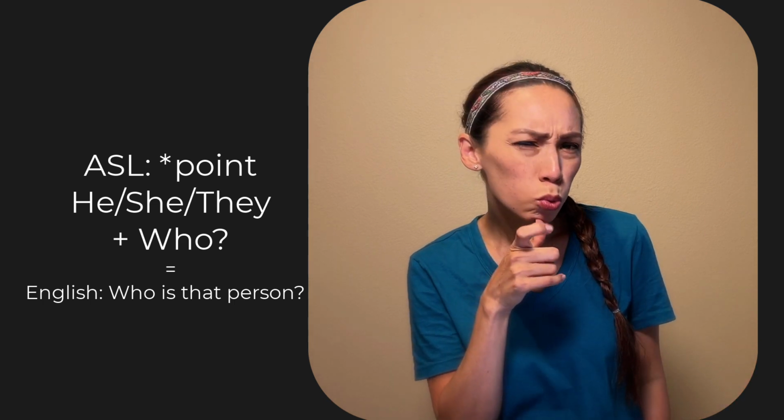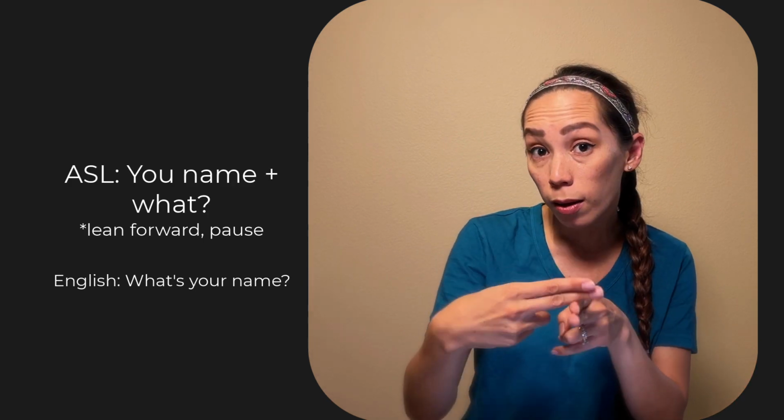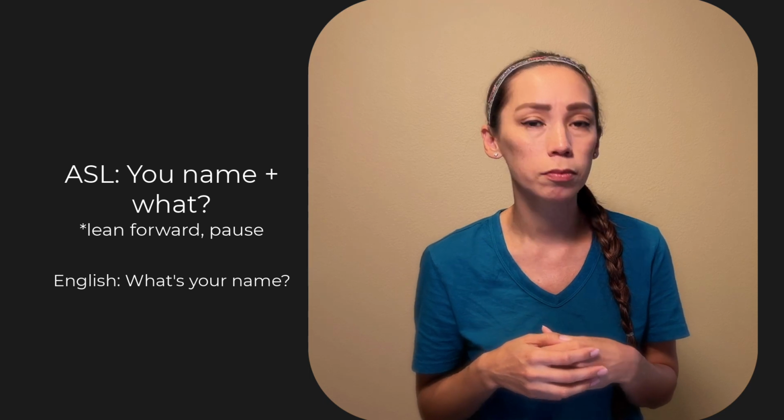So, for instance, you would point and say, that person who, or you name what. Other times it is used twice. You would use the WH word at the beginning and ask the question and then end the statement with the same word again. For example, instead of signing, who are you, you would sign, who you, who. That would be typical. You would sign the beginning and at the end. Let's go ahead and go over a few more common phrases.